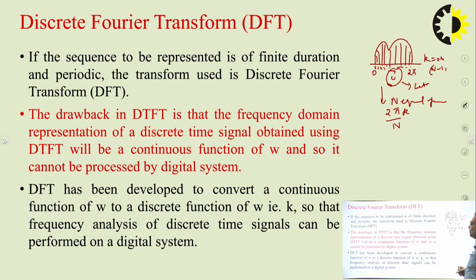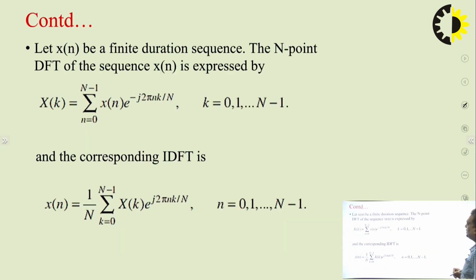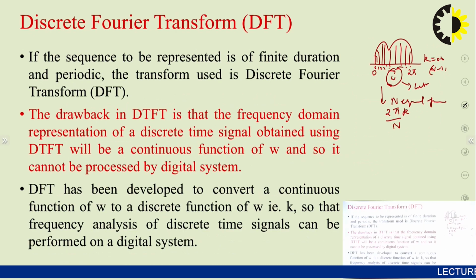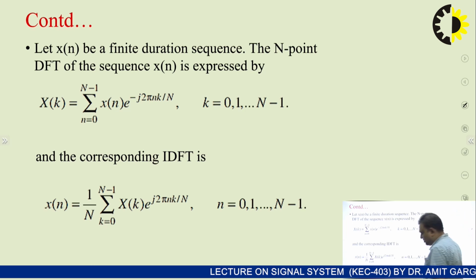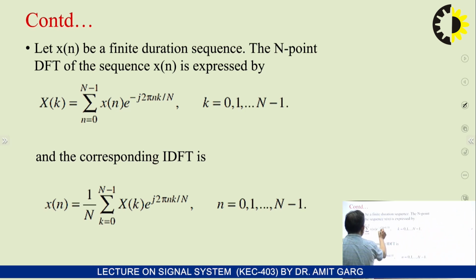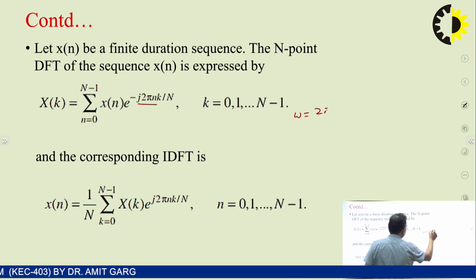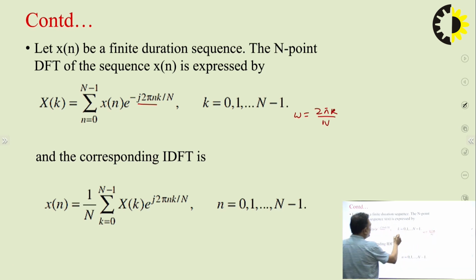Now, the expression of DTFT is x[n] into e to the power minus j omega n. To make it discrete, in place of omega we put 2 pi k by N. So the expression becomes e to the power minus j 2 pi n k by N. Here k varies from 0 to N minus 1, and the sequence is also taken from n equals 0 to N minus 1.